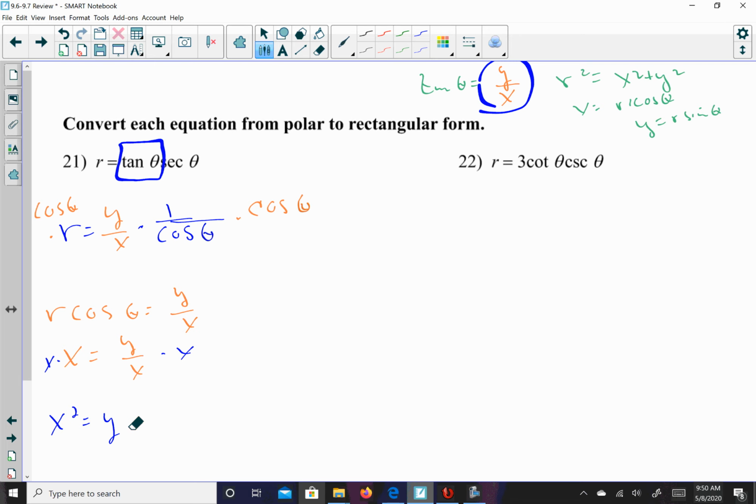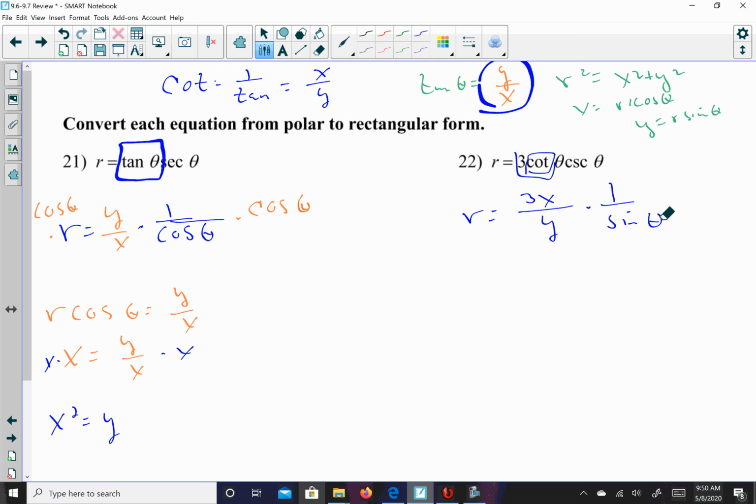Okay, let's try doing this one without making a mistake. So this is r is equal to 3 cotangent. Do we all agree? Cotangent is equal to 1 over the tangent, the reciprocal of tangent, which means if tangent is y over x, then cotangent would be x over y. So I'm going to write 3x over y for this whole thing. Cotangent is x over y. Cosecant is 1 over sine.